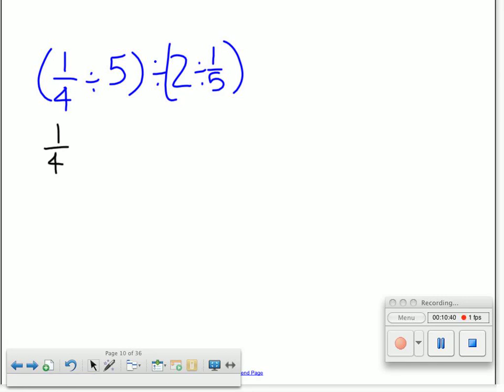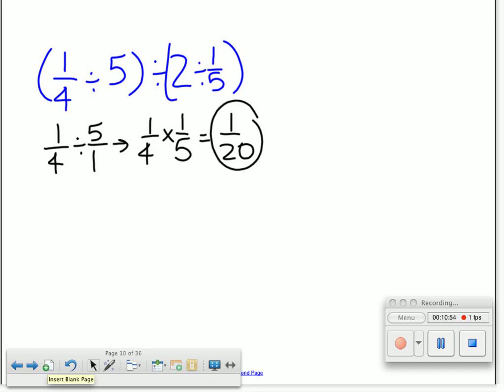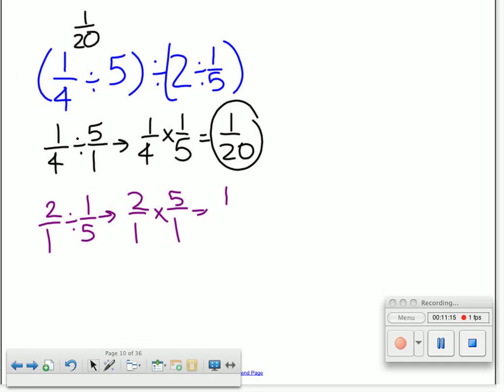So I've got 1 over 4 divided by 5 over 1, which becomes 1 over 4 times 1 over 5, and I get 1 over 20 as my answer because there are no common factors. Okay, so I've got 1 over 20 as my answer here. I'm going to do the second bracket in purple. Okay, so I've got 2 over 1 divided by 1 over 5. This becomes 2 over 1 times 5 over 1, and I've got an answer of 10 over 1.